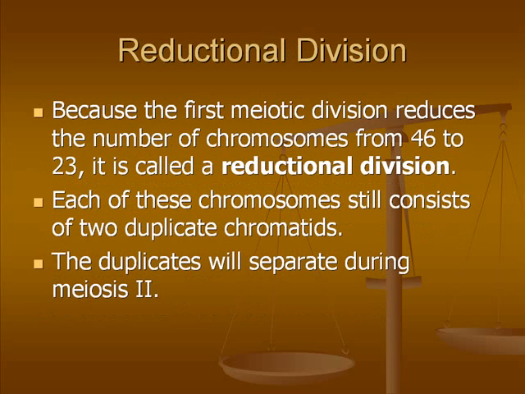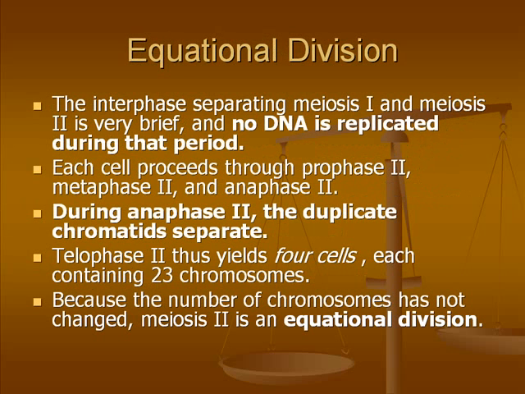So both cells will then contain 23 chromosomes, and this is the first process of meiotic division, which reduces the number of chromosomes from 46 to 23. This is called reductional division. Each of the chromosomes will consist of 2 duplicate chromatids, and these duplicates will separate at the start of meiosis 2. And in the process of interphase, which separates meiosis 1 and meiosis 2, you see no DNA is replicated during that period of time.